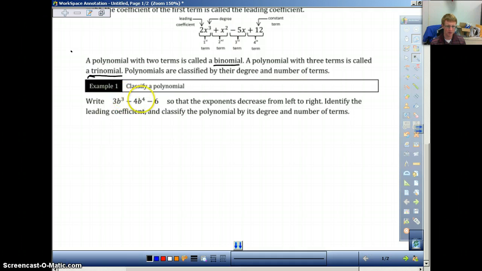So in this one right here, we want to first rewrite it so the exponents decrease from left to right. So we want this one to go first. Make sure the sign goes with it. Notice the negative comes with it. Negative 4b to the 4th plus 3b to the 3rd minus 6. Because there are 3 terms there, we're going to call this a trinomial because there's 3 terms.